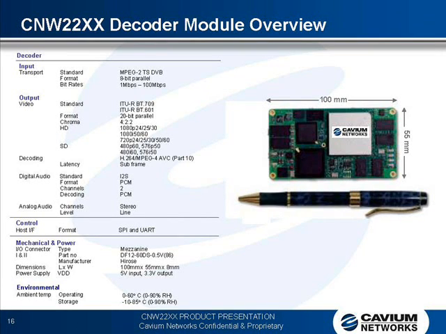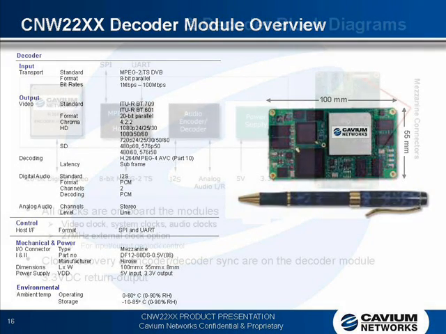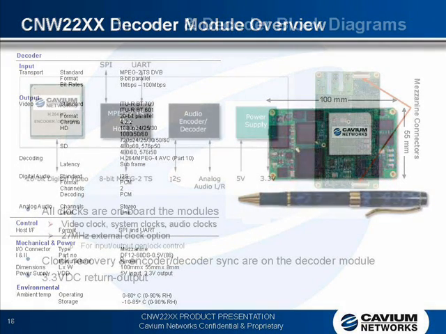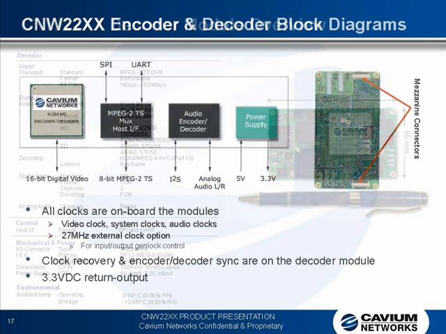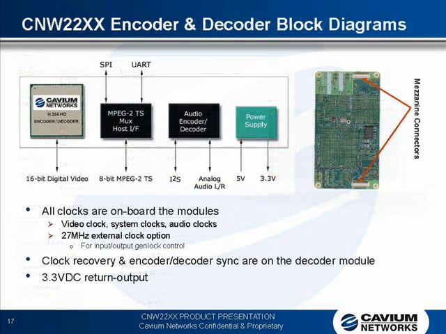Decoder module overview. It is the inverse of what I just described with the encoder module overview. The input to this is the MPEG-2 transport stream, which has the digital audio and digital video. The digital video goes through and gets decoded and gets outputted as the 422 YUV standard. The audio comes through and comes out either as an analog line out or a digital I2S PCM.